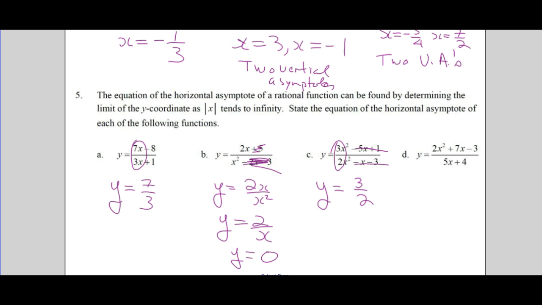You think, I'm going to end up with 2x squared over 5. So if you follow the same sort of logic, you say I get 2x squared over 5x, which is 2x over 5, and if x is getting really large, then this is just really large. It's just infinity, right? So there is no horizontal asymptote. There's no line that it will approach. So as x approaches infinity, so does 2x over 5. Okay, so no horizontal asymptote.